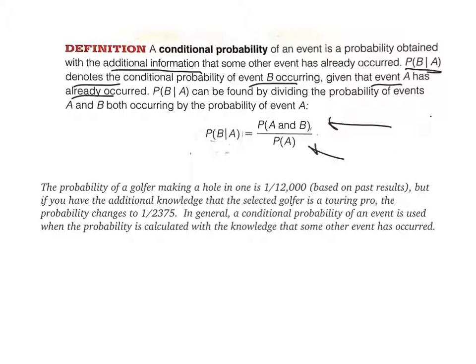In general, a conditional probability of an event is used when the probability is calculated with the knowledge that some other event has occurred. So the knowledge of the fact that we had a professional golfer instead of just a regular golfer really changed that probability. And that's what's going to happen here.